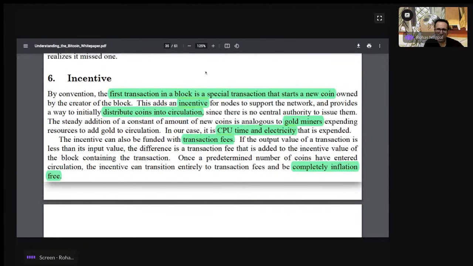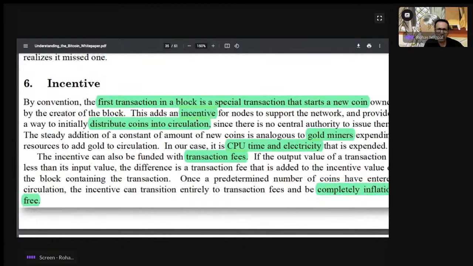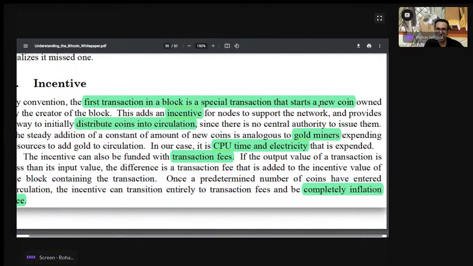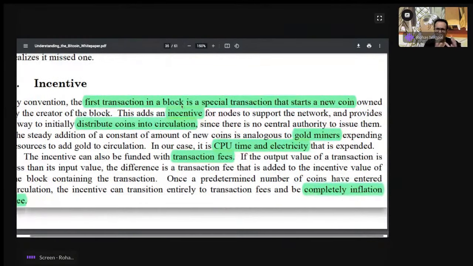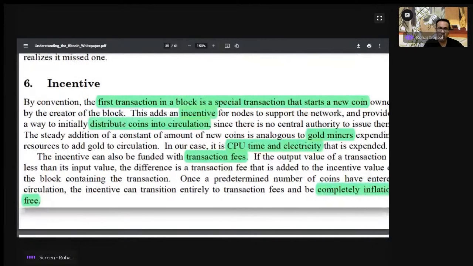So we're going back to the Bitcoin white paper. It says that by convention, the first transaction in a block is a special transaction that starts a new coin owned by the creator. You remember I told you that is actually the new coins generated and given to the successful miner. That becomes transaction one. This adds an incentive for nodes to support the network, and of course provides a way to initially distribute coins into circulation, because on day one there were 0 coins in Bitcoin.